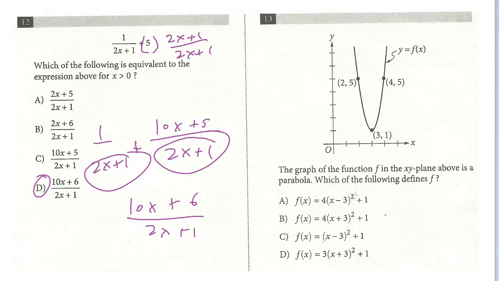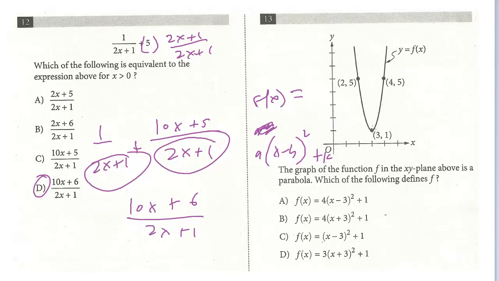When it's in vertex form, we know the function f of x is going to be some a, could be 1 sometimes, times x minus h squared plus k. And h and k are the vertex of the parabola, and it's the opposite sign inside the parentheses. So if this were x minus 5 squared, that means the vertex would be positive 5 on the x, and the k is the y. So you just have to identify that.